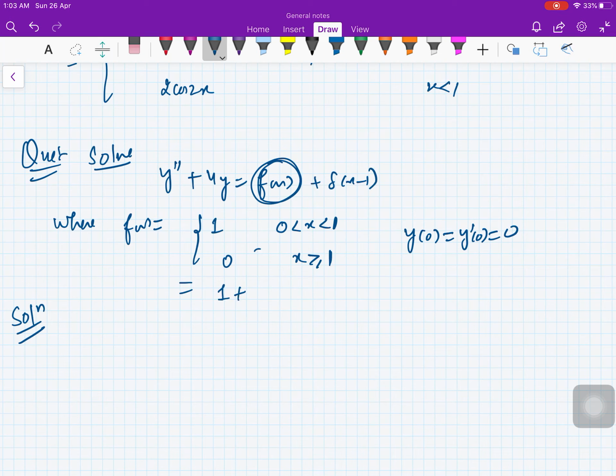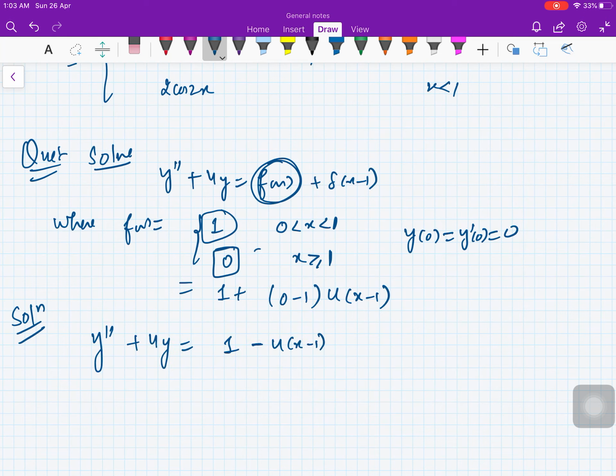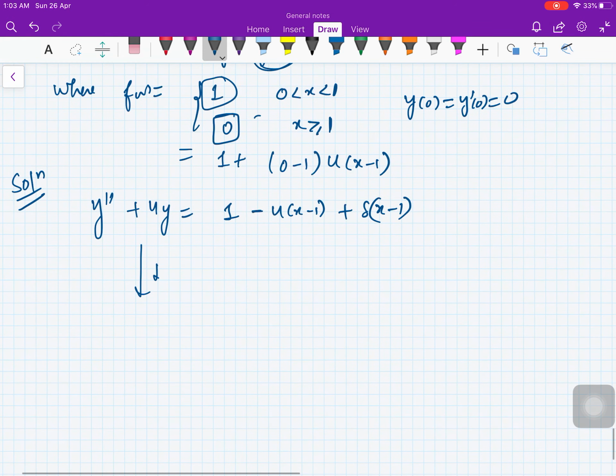You can just first write this in terms of unit step function. You see, I can write it as 1 plus this function. I can write as 1 plus, you have 0 minus 1 into u of x minus 1, right? You have to be careful, 0 minus 1. So I have y double prime plus 4y is equal to 1 minus u of x minus 1 plus delta of x minus 1. Now I want to take Laplace transform.